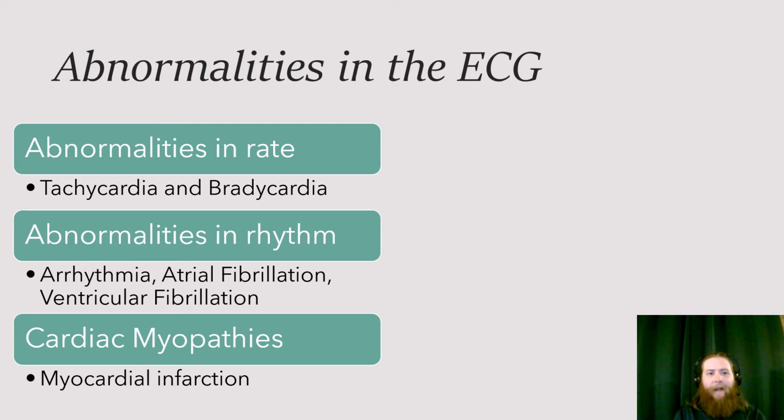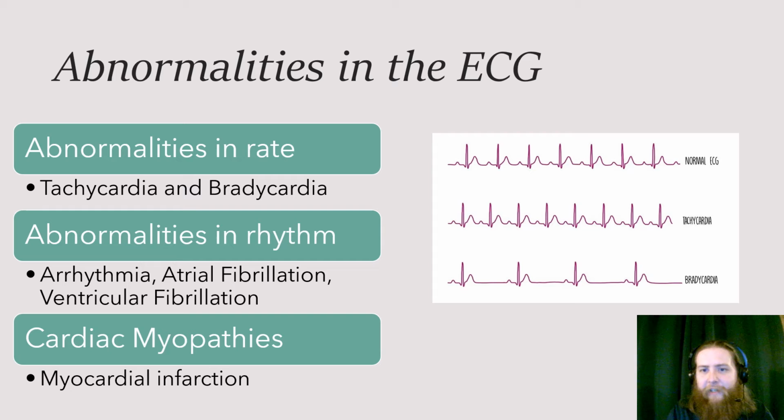So, abnormalities in the ECG. There can be abnormalities in the rate of an ECG. Normally, this top picture here is a normal ECG. And as you can see, it's got this QRS, very, very standard, very same distance apart. And in all of these, the QRS is going to be the same distance apart. But what's different is this T to P section here.